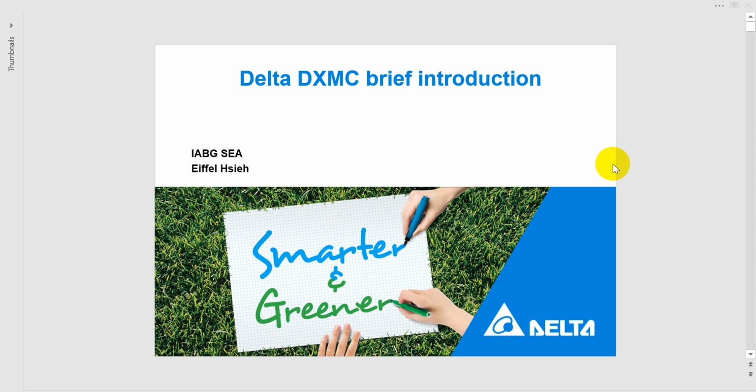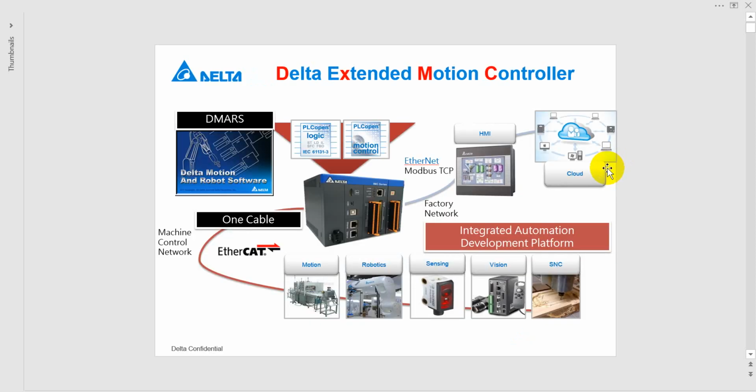Hi, this video will briefly talk about the Delta DXMC motion controller. DXMC means Delta Extended Motion Controller. You can see our software uses DMARS. DMARS is the abbreviation of Delta Motion and Robot Software. This one will include PLCopen for the motion control portion, and the PLC programming is based on IEC 61131-3.